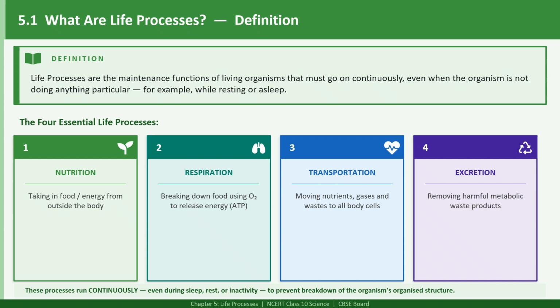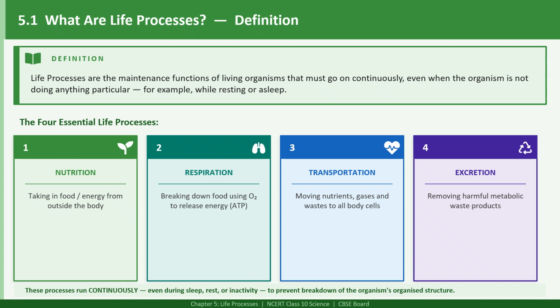Next, we are going to see what life processes are. Life processes are the basic maintenance activities which keep an organism alive. These processes keep going continuously even when the organism is sleeping, resting, or not performing any visible activity. Without these processes, life cannot exist. Here, we have shown the four essential life processes.